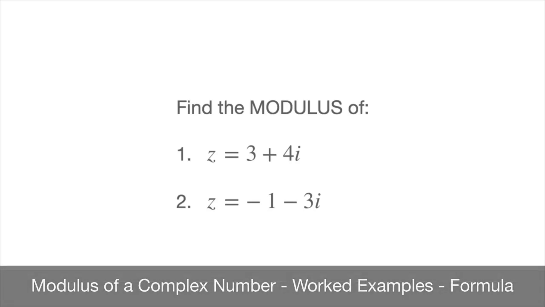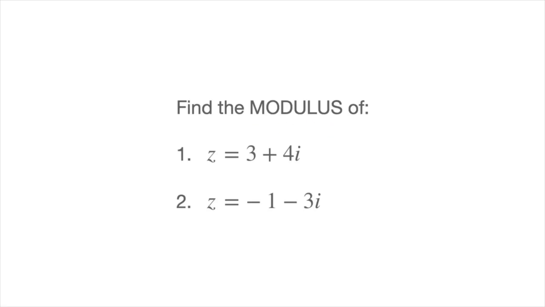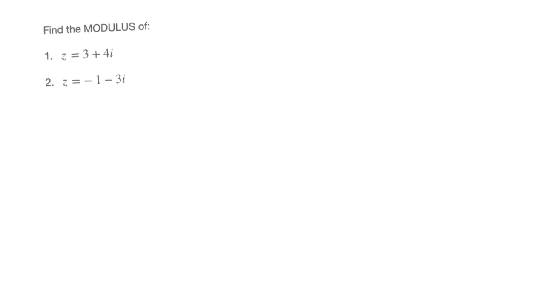We now learn how to find the modulus of a complex number, and for that we're going to work through the two examples that we have here. I'll start by moving this question to the side, like so. The first question we have here, we have to find the modulus of the complex number z, which equals 3 plus 4i. Now to find the modulus of any complex number, here's what we do.